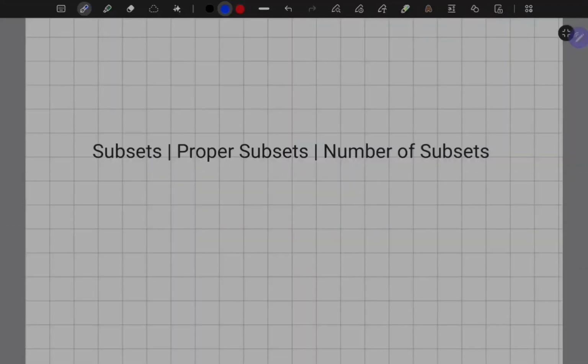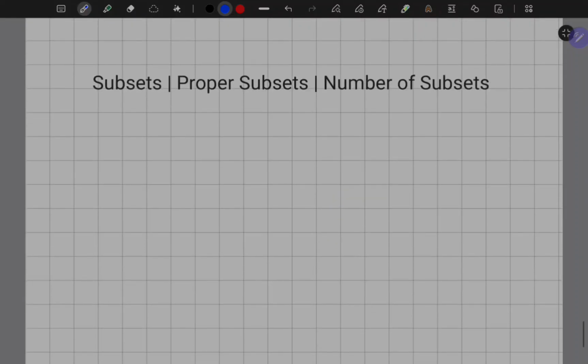In today's lesson we are going to study subsets, properties of subsets, power sets, and formulas related to the number of subsets. Also, we will solve several examples step by step. Let's start with the definition of subset.